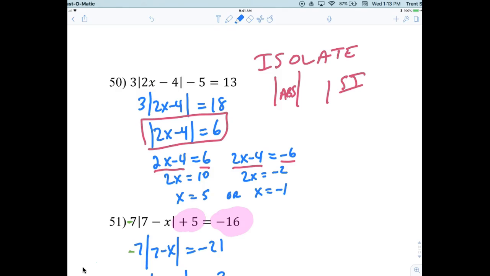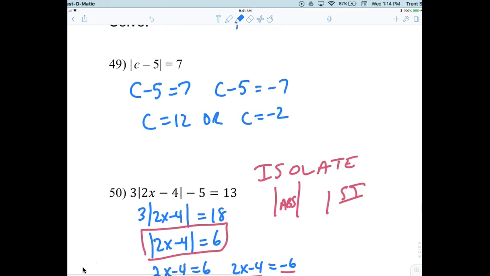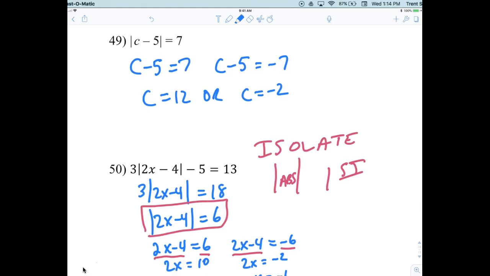I don't really get what you mean about isolating that absolute value. Okay, so let me just show you the big difference. It's so easy, you're going to go, wow. 49, the absolute value is isolated. Oh, so you are. The absolute value is by itself. 50, the absolute value is not by itself. Yeah. There's garbage attached to the absolute value. Get rid of the garbage. So you do plus 5, plus 5 divided by 3. Now it's isolated. Okay, thank you. All right, that's the difference. 49, absolute value is isolated. 50, the absolute value is not isolated.